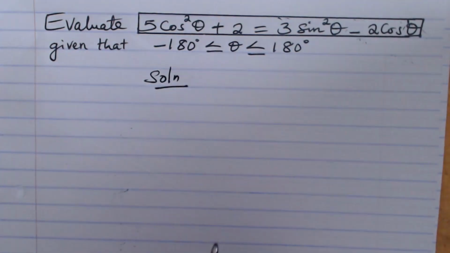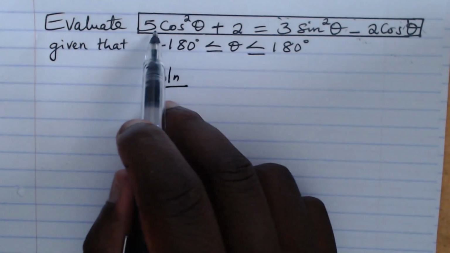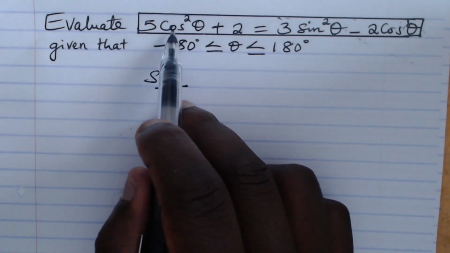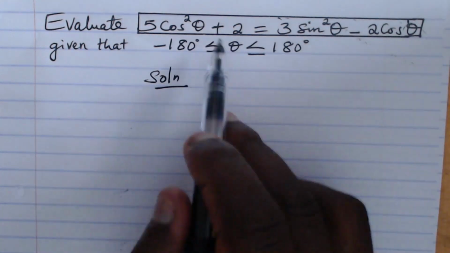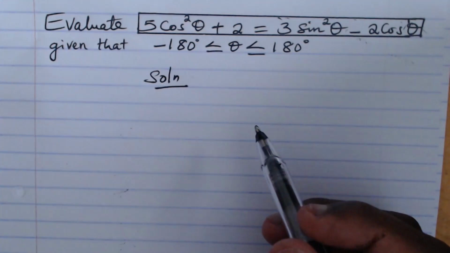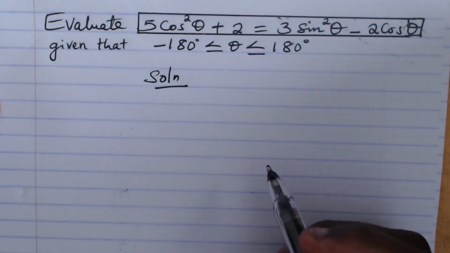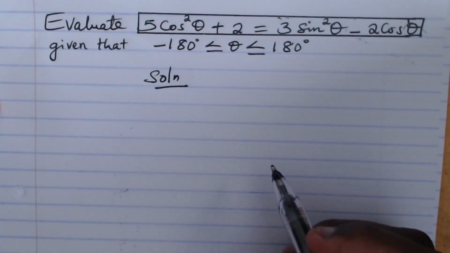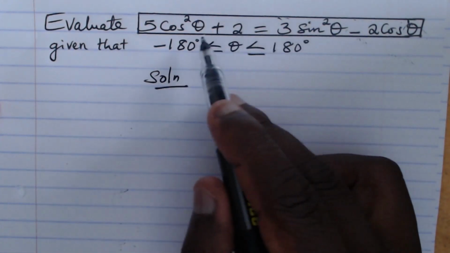For any singular equation, we must ensure that all the terms are uniform unless it is simultaneous. In this case, when you look at this equation, you'll notice that it has got cosine and it has got sine. It is not possible to solve that unless you make everything uniform, that is, you make everything cosine or everything sine. The easiest way is to convert everything to cosine.